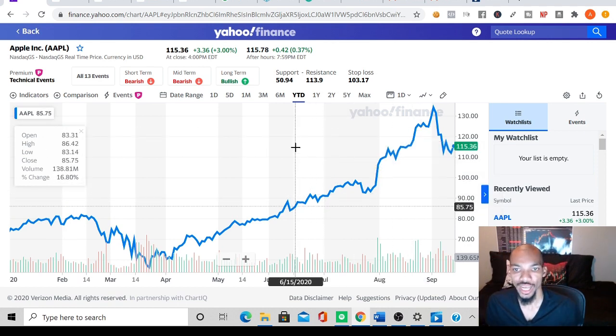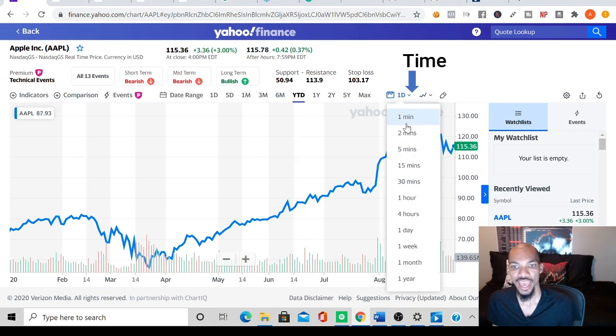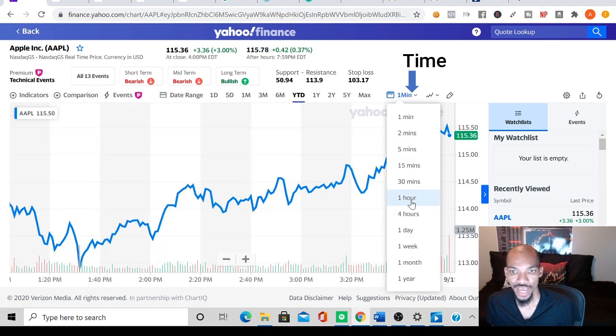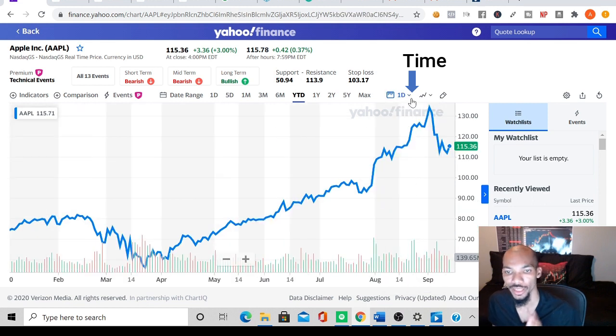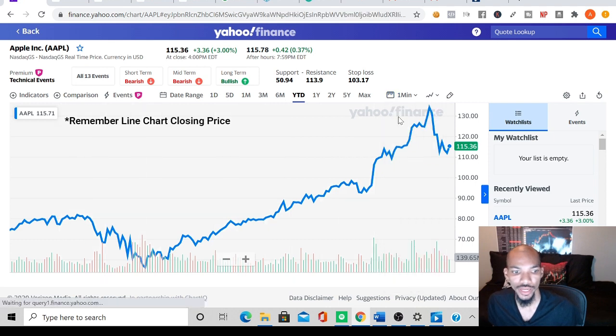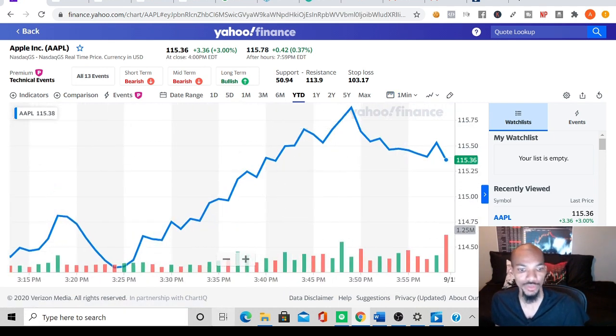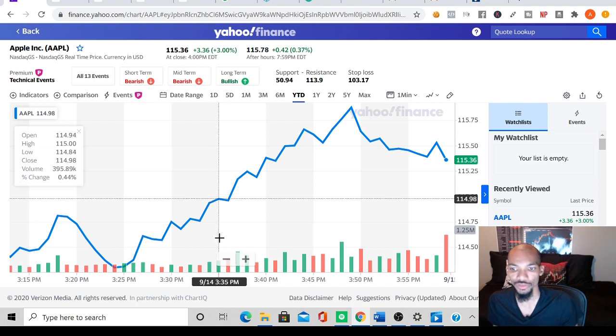First things first, it's important for you to know the interval, which means the time frame, whether you're looking at every minute, every hour, or every day. That is really important because the line graph shows the closing price. So let's switch it to minute and zoom in. For 3:34, the closing price was 114.93. For the next one, 3:35, the closing price was 114.98. So that's why it's really important.